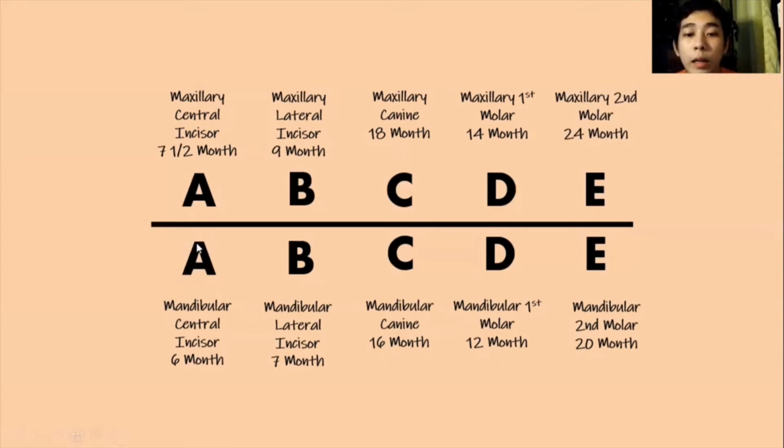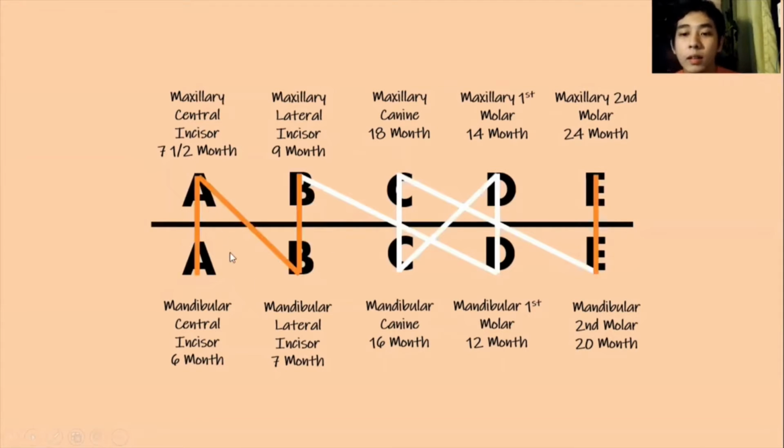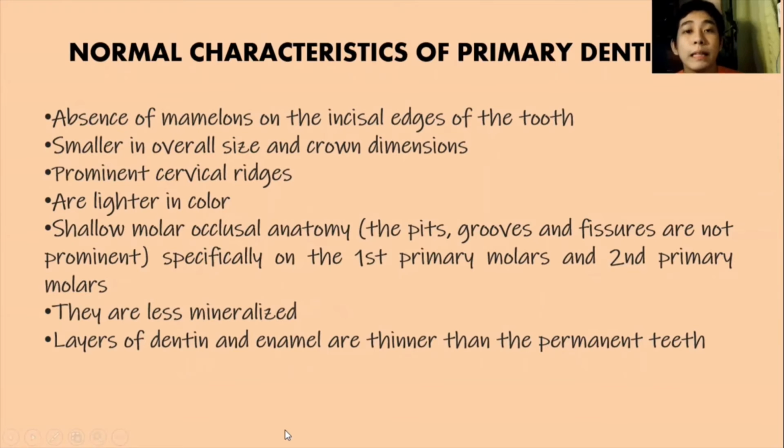Now, let us trace the mnemonics I have mentioned a while ago, NXI. Here, this will help us to easily memorize the pattern and sequence of the eruption of the primary dentition. Now, what are the normal characteristics of the primary dentition?